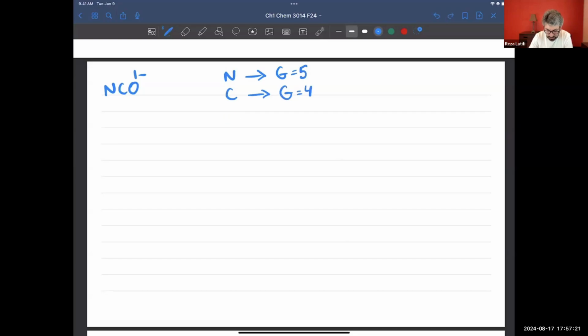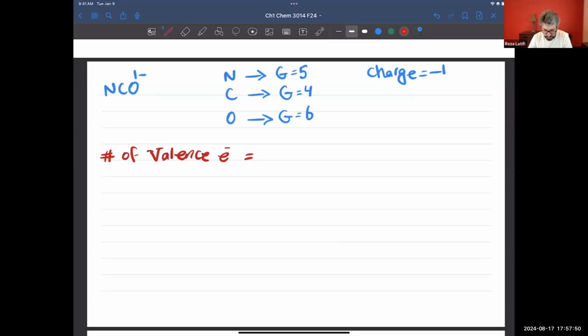oxygen is group 6. That means it has 6 valence electrons, and the charge is equal to -1. So in order to draw the Lewis structure of this species, we need to know the total valence electrons. We're going to start with the total number of valence electrons, and we're going to say we see 1 nitrogen plus 1 carbon plus 1 oxygen minus the charge.